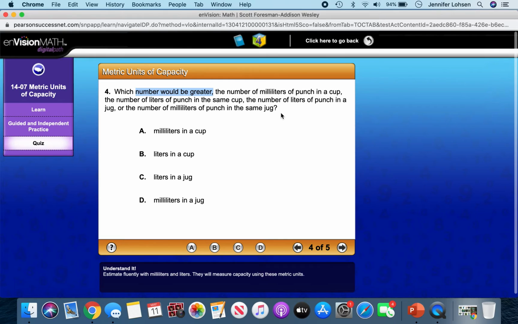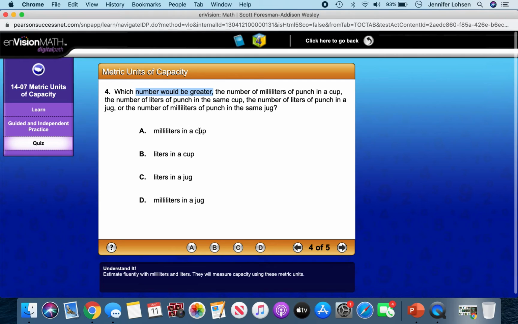Okay, so I am first comparing a cup to a jug. Which one of those is going to be larger, 1 cup or a jug? And I want you guys to think about a jug kind of like a gallon. So I'm asking you, in the customary system of measurement for capacity, what is greater, 1 cup or 1 gallon? If you're saying 1 gallon, you are correct.